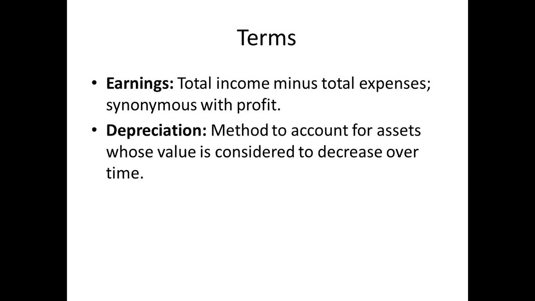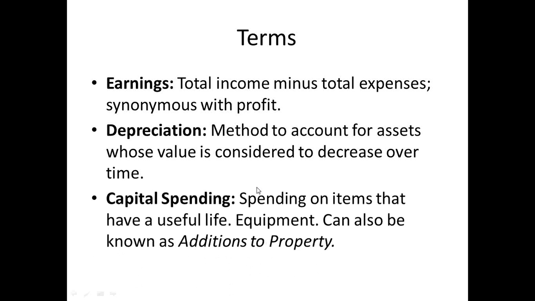Depreciation is a method to account for assets whose value is considered to decrease over time, like a vehicle. You buy a used vehicle for $10,000. Most accountants and tax companies will let you use 3 to 5 years to depreciate the value of that, but that's money that you can actually write off. I'll show you what I mean a little bit later here. Capital spending is spending on items that have a useful life. Most of that is equipment. It can also be known as additions to property when you're looking at your cash flow statement.